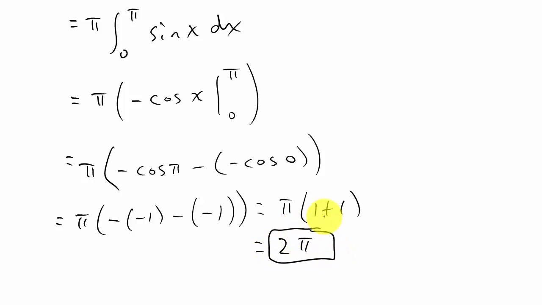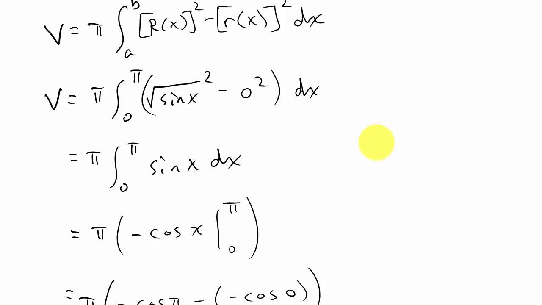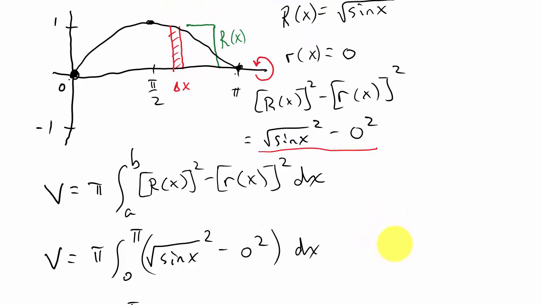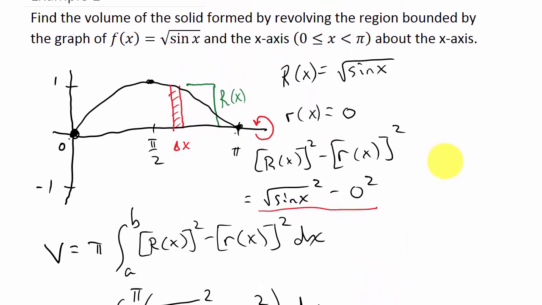And there's our volume. Just remember, all you have to do is take the outer radius minus the inner radius, or the upper radius minus the lower radius. And if the rectangle that you draw is on the axis, then you know little r is 0.